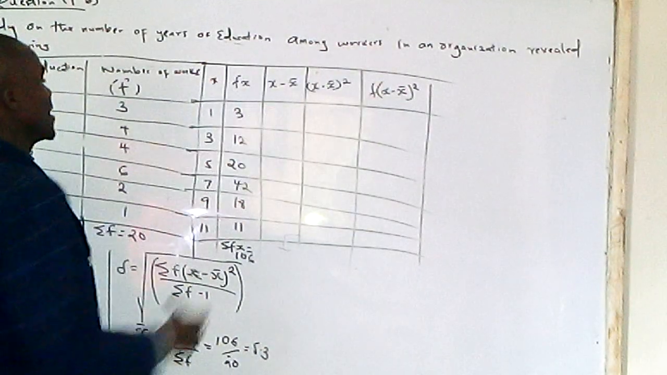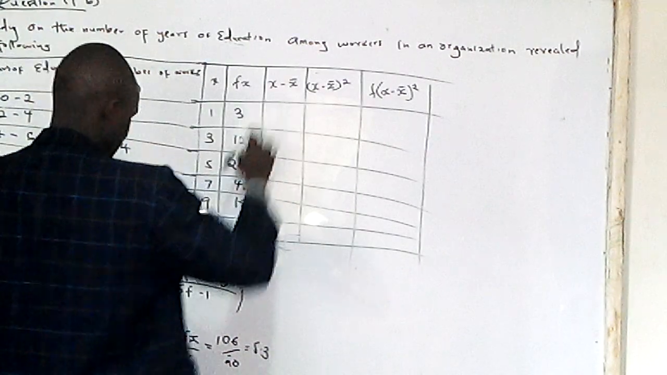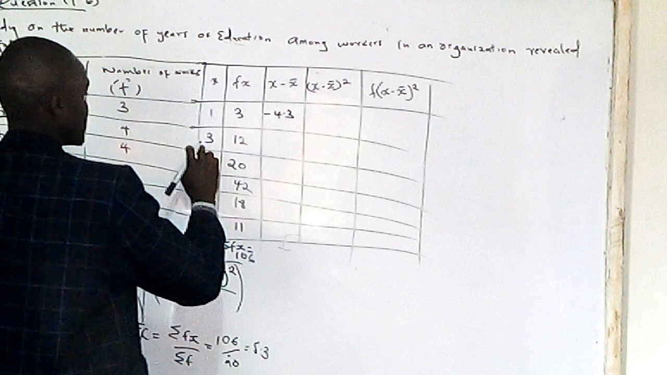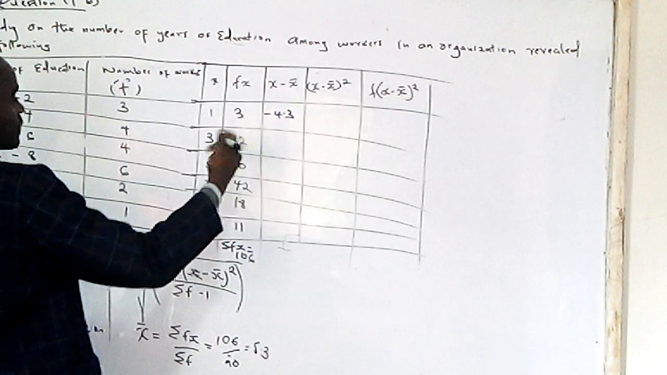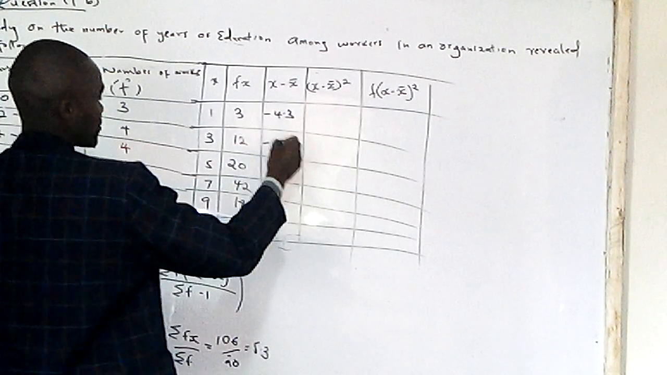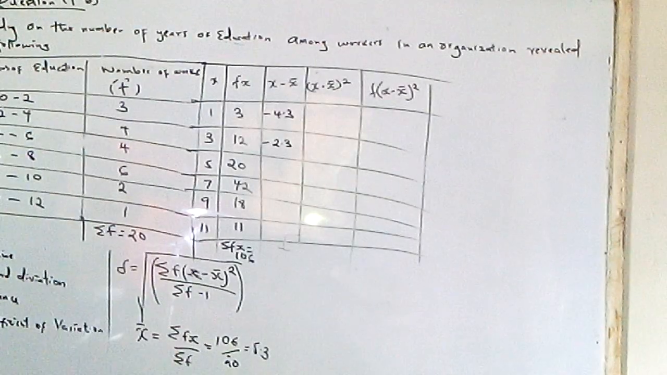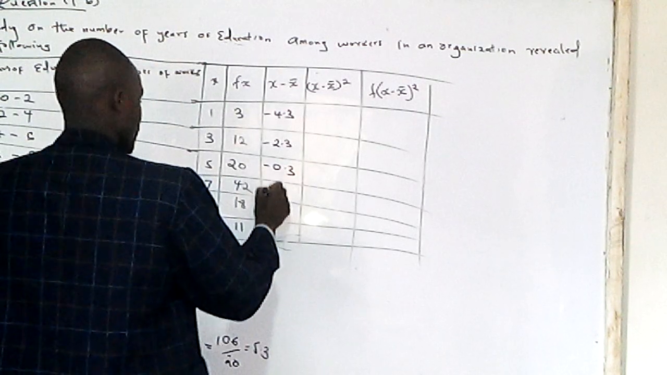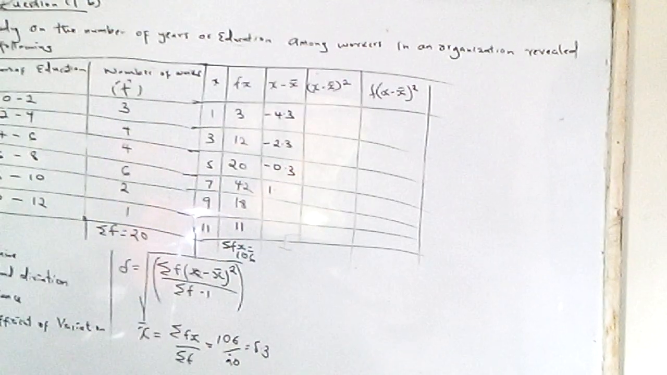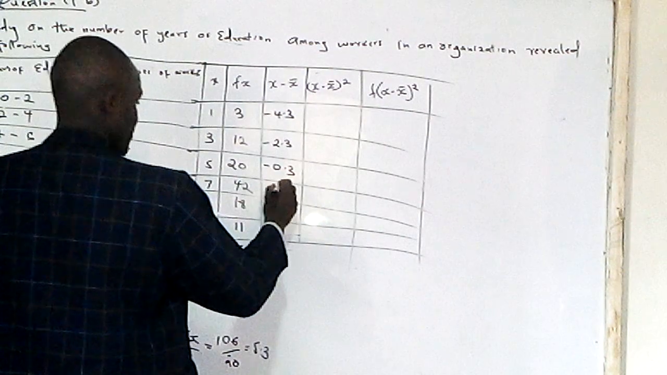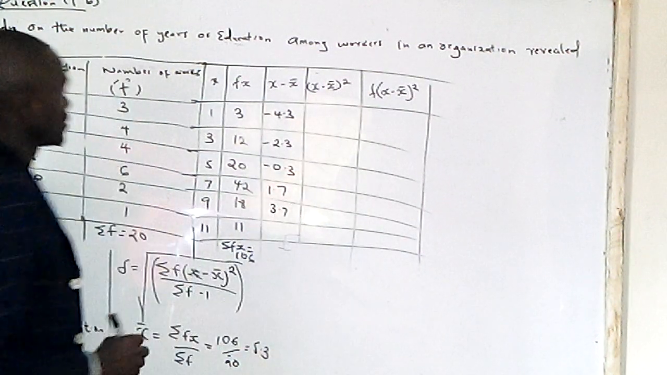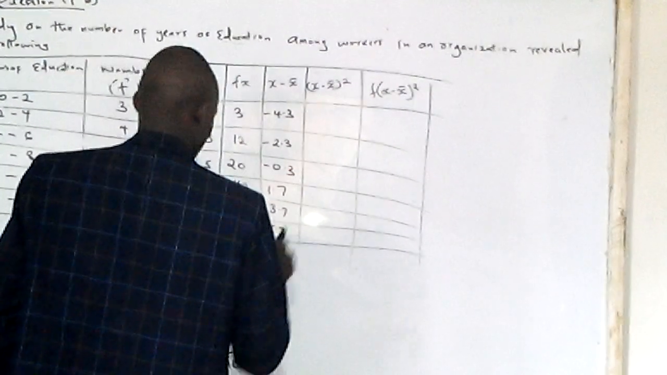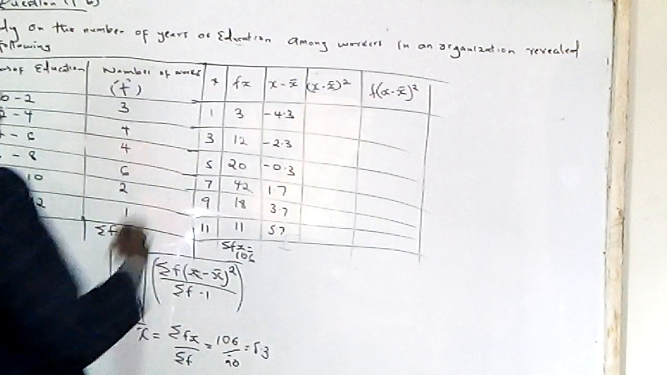So x, which is 1 minus 5.3, you get negative 4.3. 3 minus 5.3, you get negative 2.3. Here you get negative 0.3, negative 1.7 for the next one, then 1.7, 3.7, and there we get 5.7.